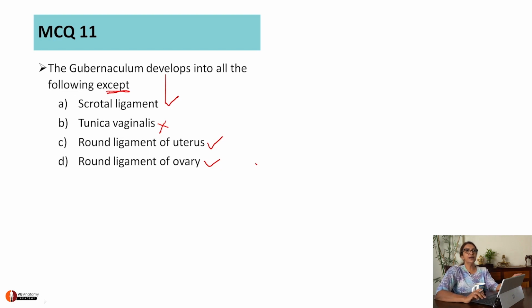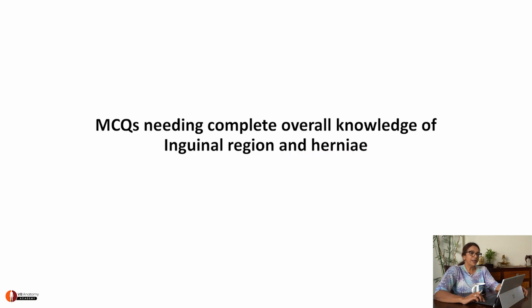So revise quickly. Gubernaculum in the males forms scrotal ligament. In the females it forms round ligament of ovary or round ligament of uterus. It does not form tunica vaginalis, which is formed by processus vaginalis. Processus vaginalis in the females forms canal of Nuck. So B is the incorrect option, which is the answer in this case. This MCQ needed complete overall knowledge of the inguinal region and hernia. We've done quite a bit now. Let's see if we put it all together, are we able to solve some different kinds of MCQs.